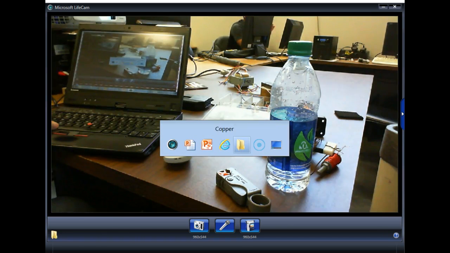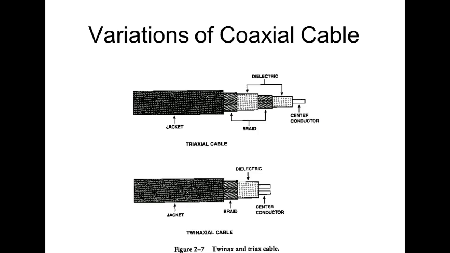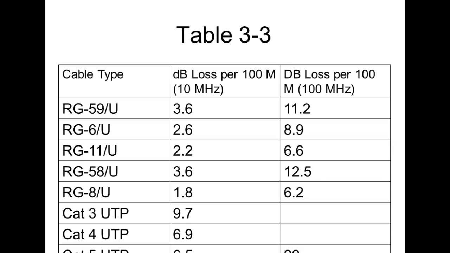So when you splice that, you got to be very liberal about how far you untwist those things, because if you untwist those, you change the characteristics of the cable. And you see people that don't know that.